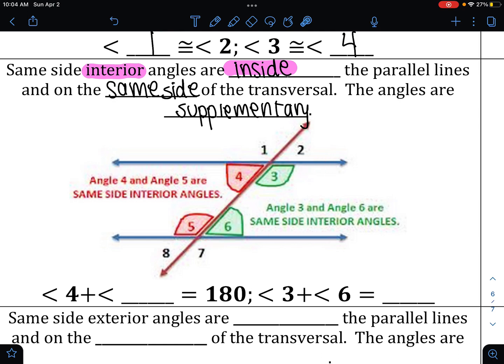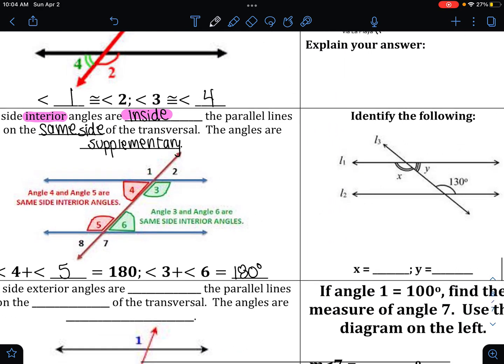So angle 4 and angle 5 are same side interior angles, and we know that those angles are supplementary, so angle 4 and angle 5 are supposed to add up to 180 degrees. And then angle 3 and angle 6, in the same way, should add up to 180 degrees. Okay.